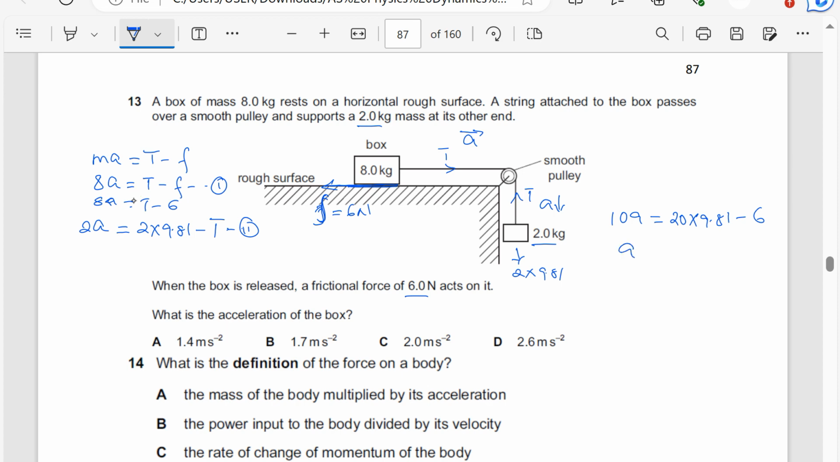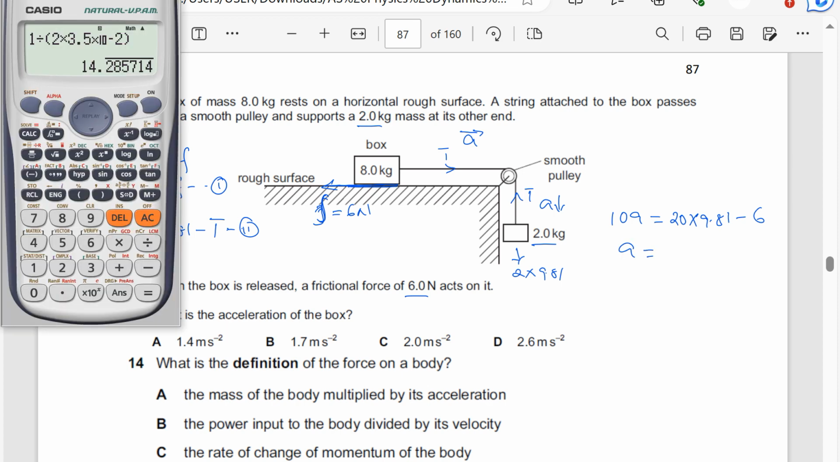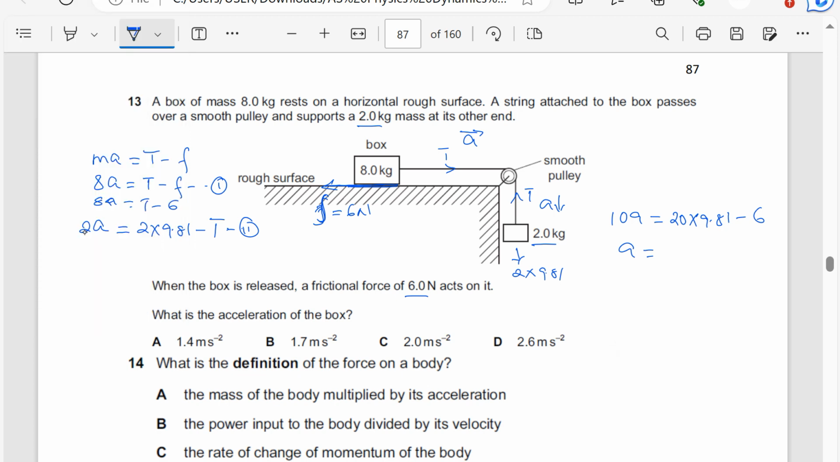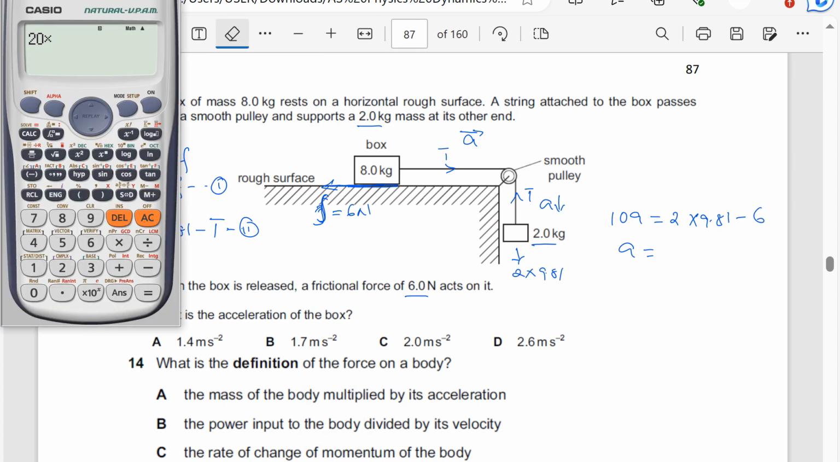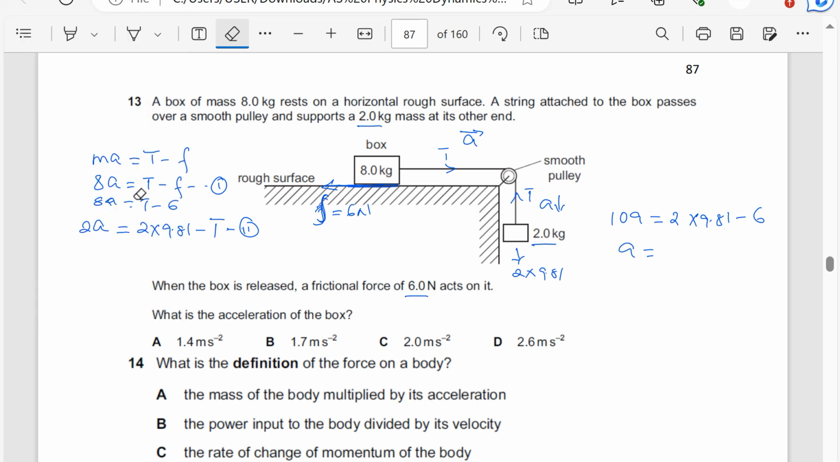So I'm adding the two equations, so it will be 2 times 9.81 minus 6. Let me find the answer from my calculator. So I have 20 times, is it 20? It is 2. This is 2, not 20. So 2 times 9.81 minus 6, divided by 10. I'm getting the acceleration as 1.36, or 1.4 meters per second squared. So the answer is going to be A.